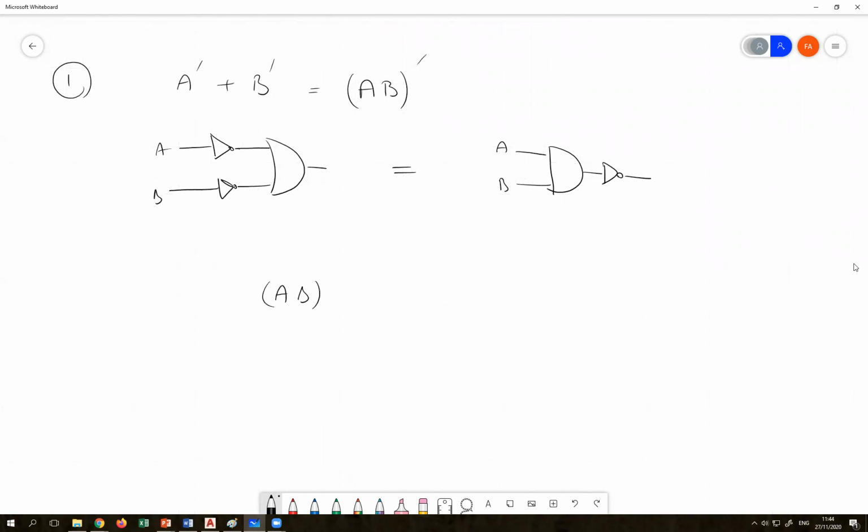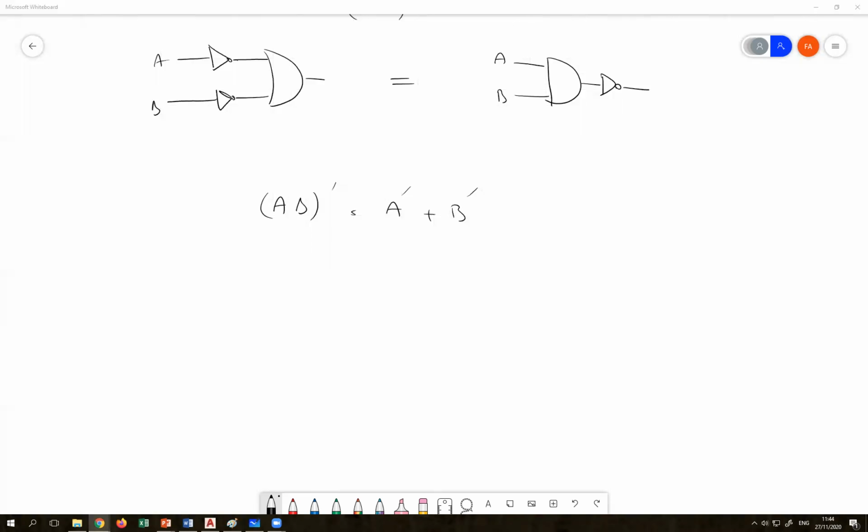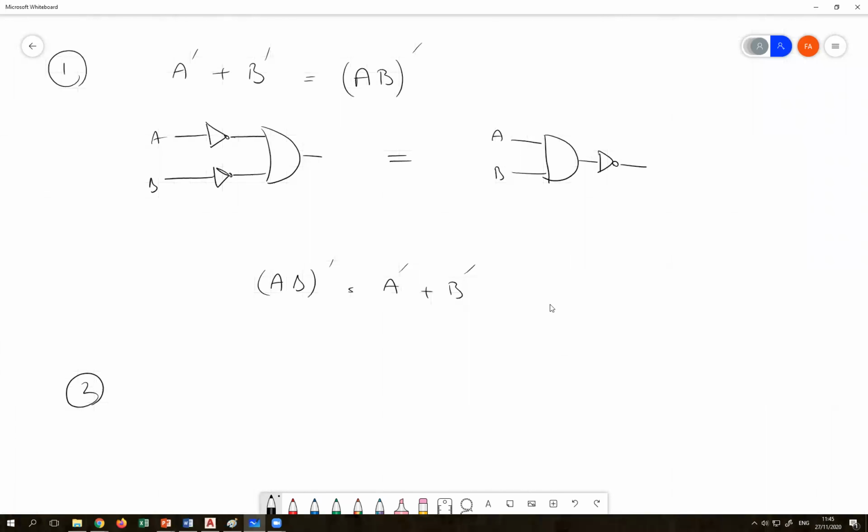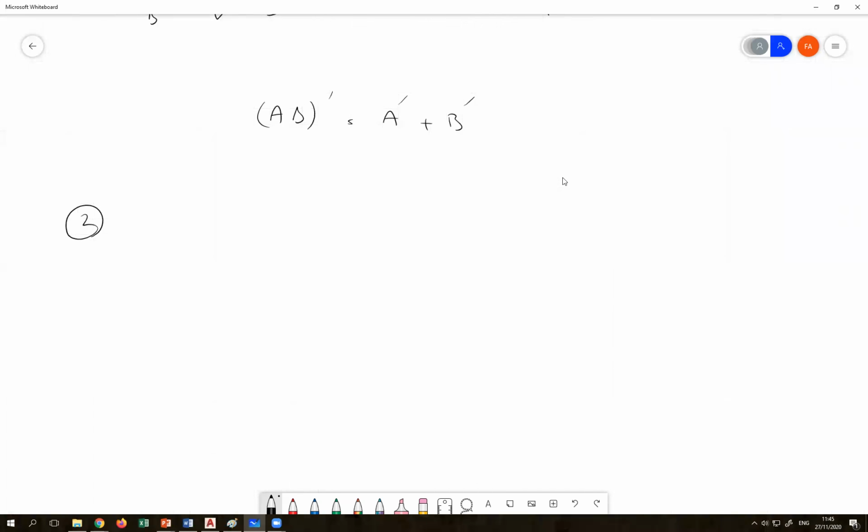So if you have A and B not, immediately you can say that because of this not, I can actually expand that to an OR gate, but each input should be inverted. This is the first theorem, which is very important. The second theorem of DeMorgan is the opposite. Here I had A naught or B naught equal to A and B naught, but the second theorem says that A naught, B naught equals A or B naught.